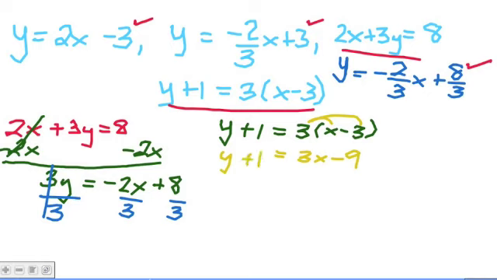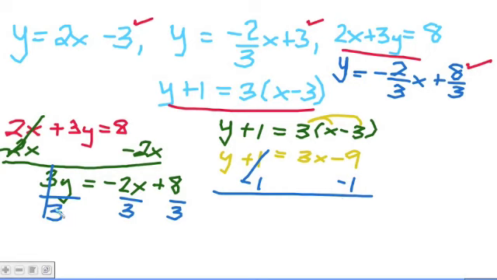And now let's combine like terms. So I have a y here attached to a positive 1. So I need to get rid of this positive 1. So I'm going to take the inverse, which is to subtract 1. Now I'm only going to subtract it from the 9 because I can't subtract 1 from 3x. These two are like terms, they're both constants.